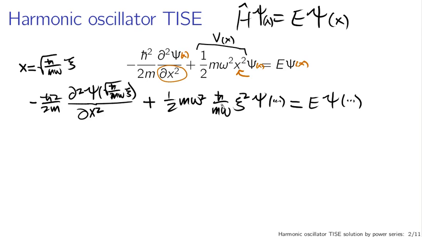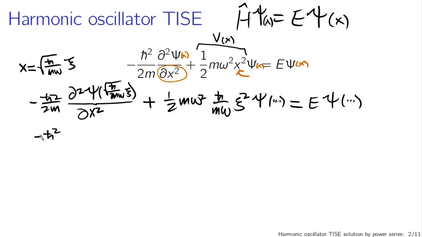You can see there's going to be some cancellation here. I can get rid of some m's and some omegas, but I'll leave that until later. The only difficult term to deal with here is the second partial derivative with respect to x of psi, which is now a function of xi. Now, when you're taking the derivative of something with respect to a function of something else, you have to use the product rule. Sorry, not the product rule, the chain rule. So I'm going to apply the chain rule to this derivative term, and I'm going to split it up into two steps, two first derivatives instead of one second derivative, just to see how each of those steps applies.